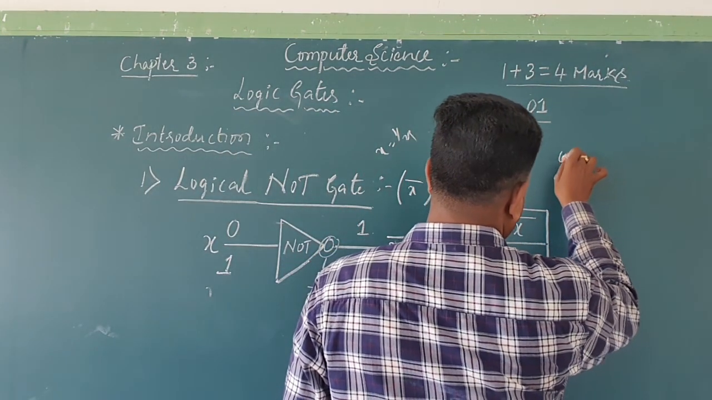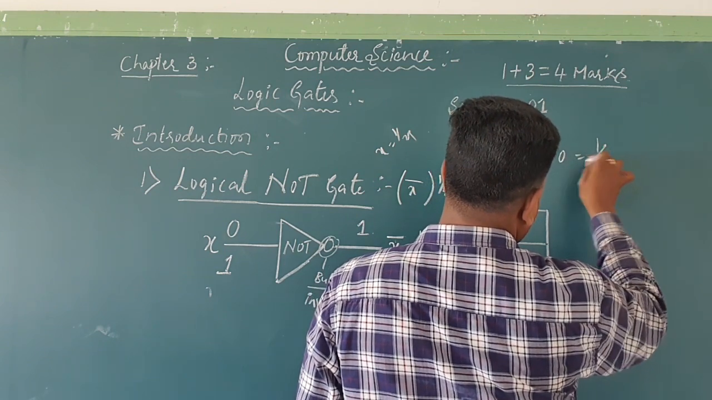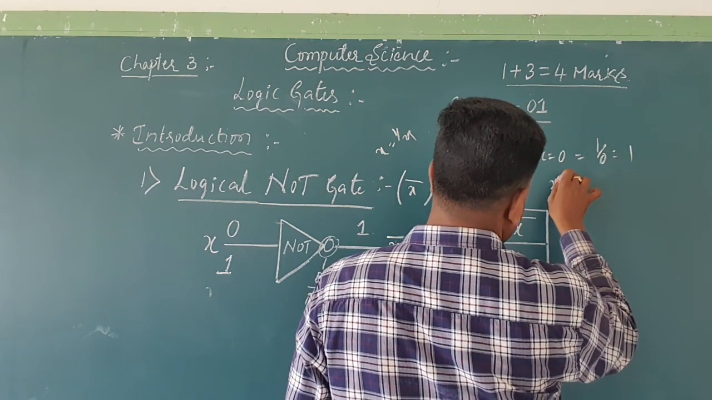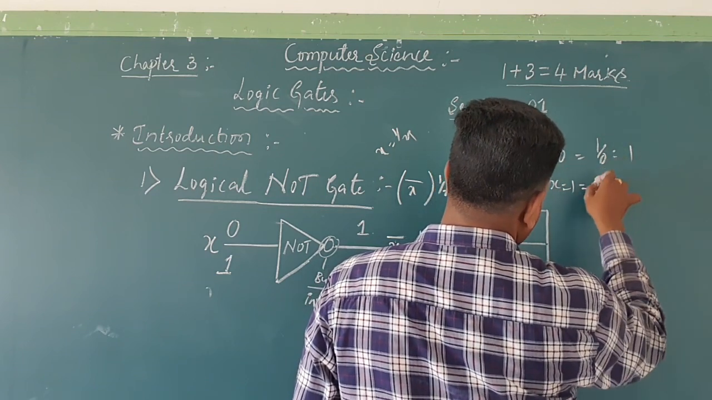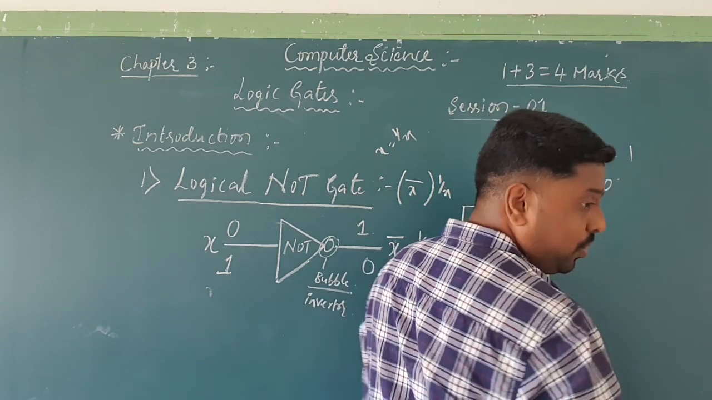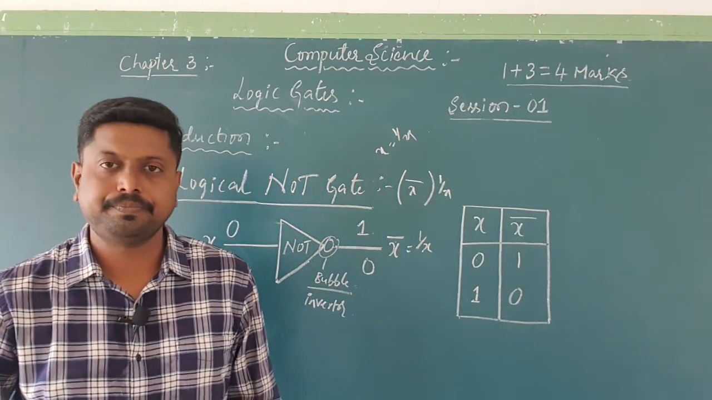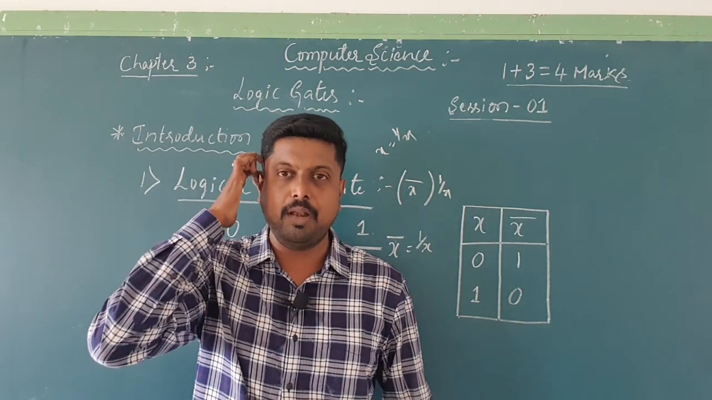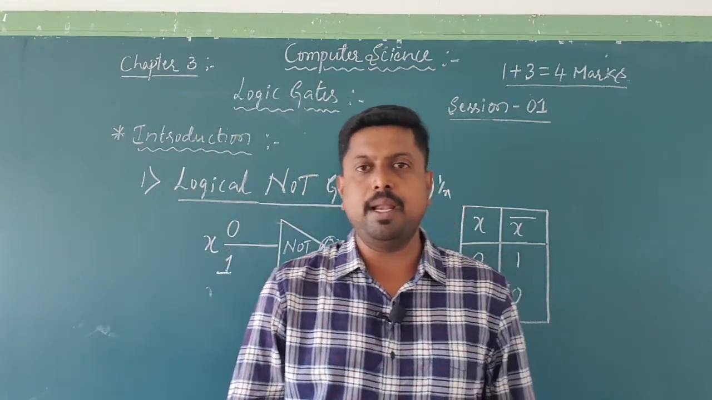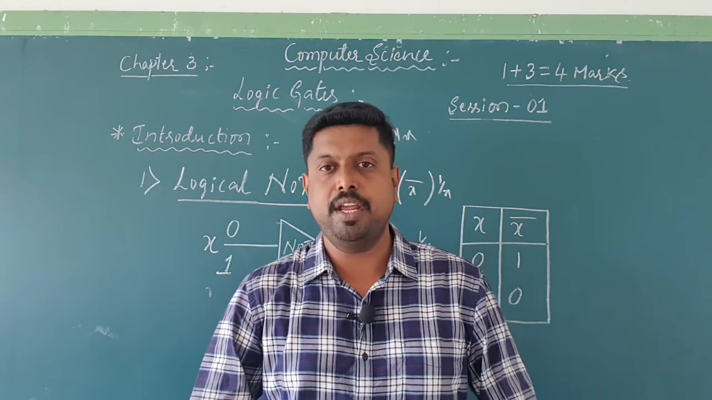If the value of x is equal to 0, then the output is 1 over 0, that is 1. If x is equal to 1, it is converted to its inverse, that is 0. So this is what we call a logical NOT gate. Whatever the inputs you give, they will be converted into their complement. So this is the truth table as well as the logical symbolic representation and definition too.